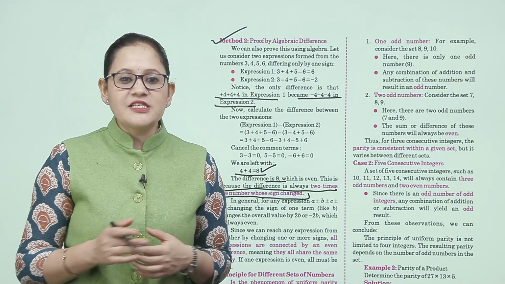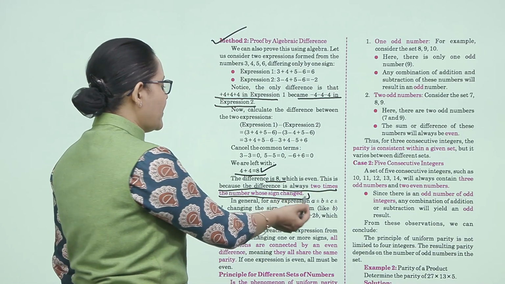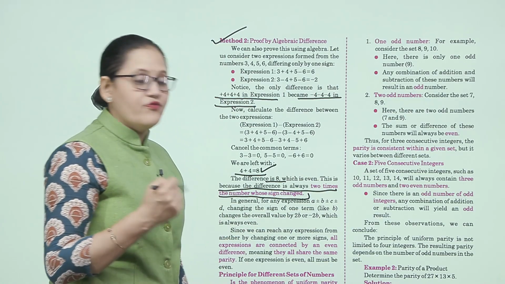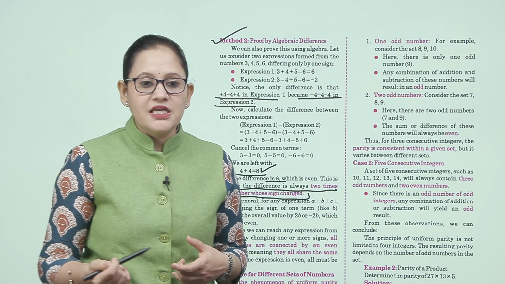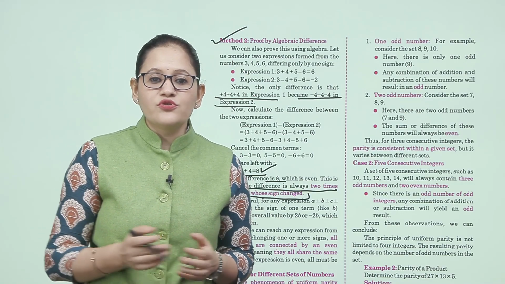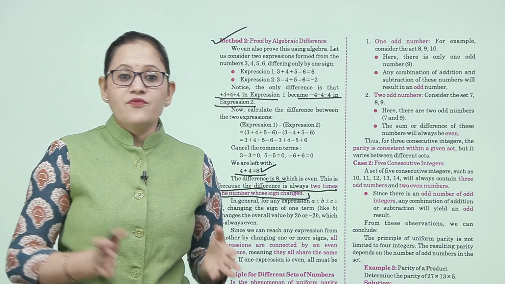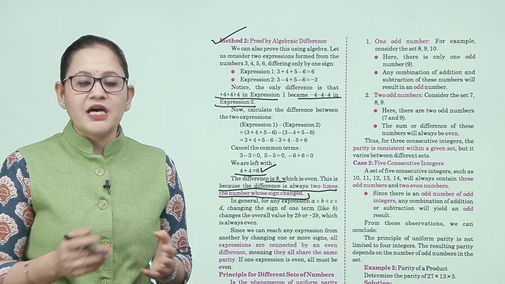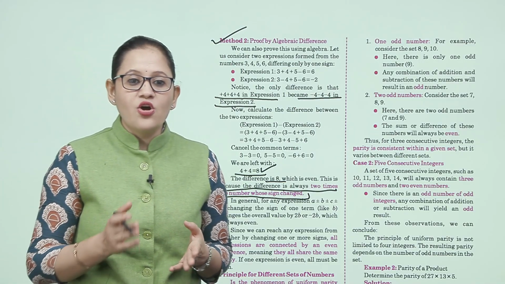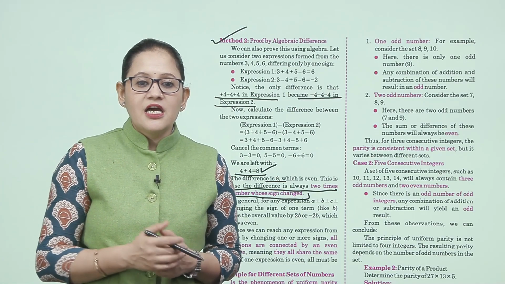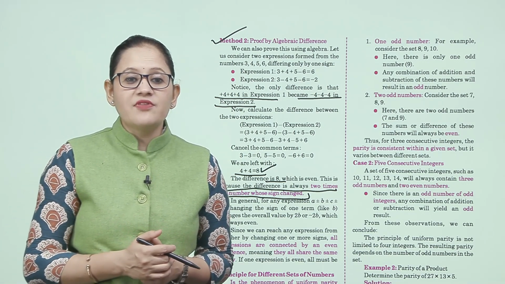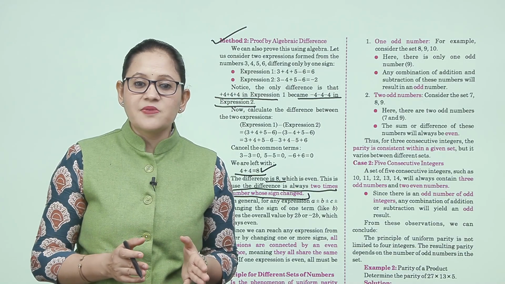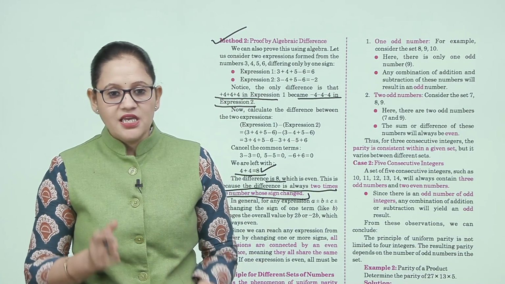In general, for any expression A plus or minus B plus or minus C plus or minus D, changing the sign of one term, like B, changes the overall value by 2B or minus 2B, which is always even. Since we can reach any expression from another by changing one or more signs, all expressions are connected by an even difference, meaning they all share the same parity. If one expression is even, all must be even.